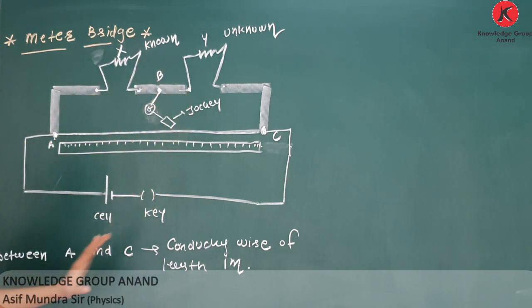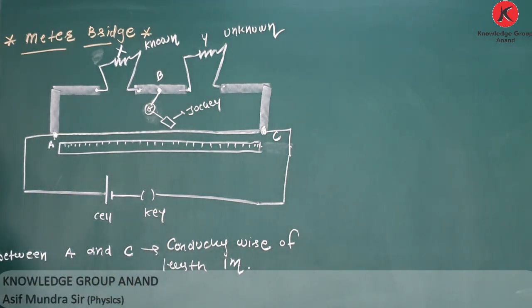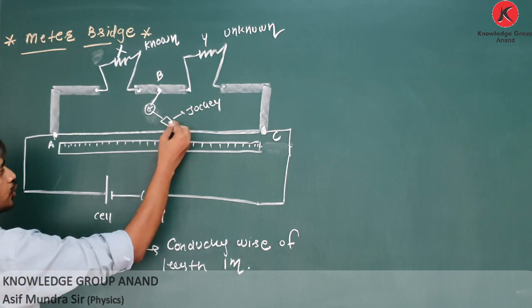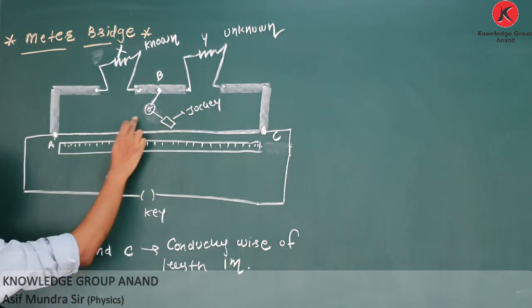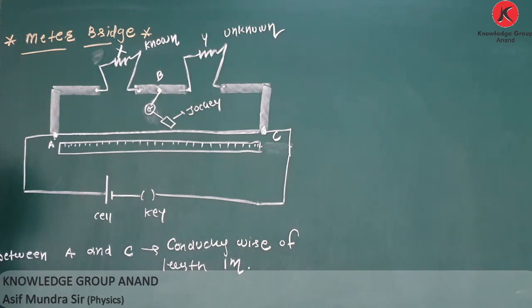First of all, you have to connect the circuit. Once the circuit is joined, what is the experiment? Take this jockey to this point A. The galvanometer will show some deflection, which means current is flowing.